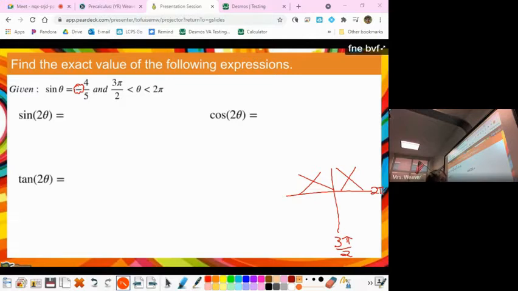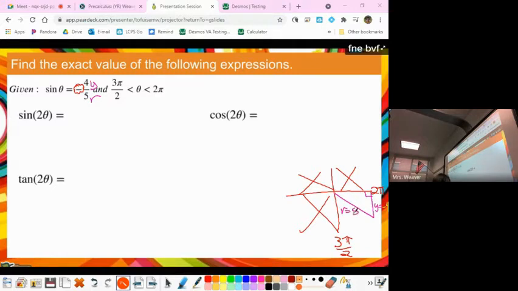So if it's got to be between 3 pi over 2 and 2 pi, then we know it's exactly in that quadrant between 3 pi over 2 and 2 pi. So I'm going to draw my triangle. The sine is y/r. So my y value is 4, and it's going to get the negative because we're in the fourth quadrant, and because the radius is always positive. So that's going to be -4, and my r value is going to be 5.